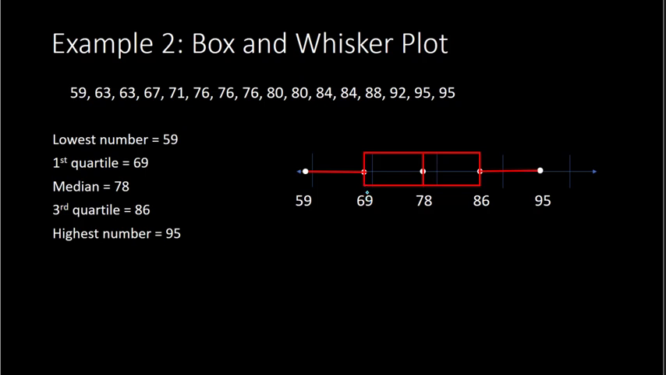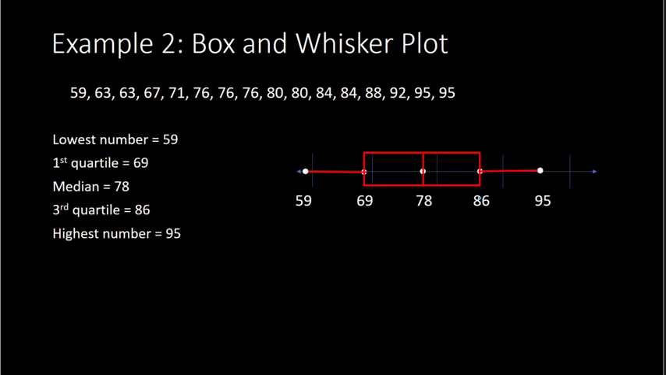We create a box around the third through first quartile. So from 69 to 86, we have our first through third quartile. Put a box around that, and then we put a line through the median. So right here at 78, the median, we create a line through there. So we've created our box, and now we create our whiskers going from the quartiles to the lowest and to the highest number. So we create a line segment from 69 to 59. That's our first quartile and the smallest number. And then we create a line segment from our third quartile to the largest number, which would be 86 and 95.